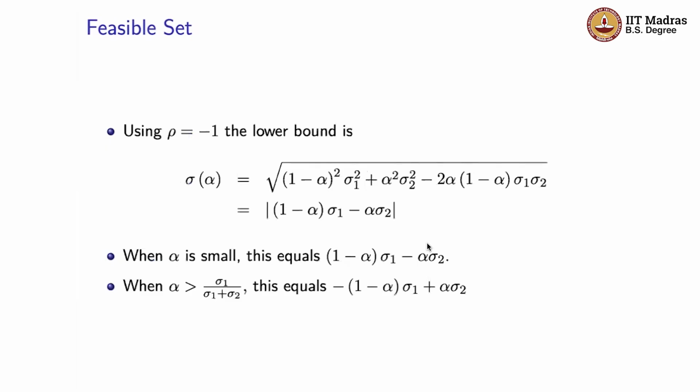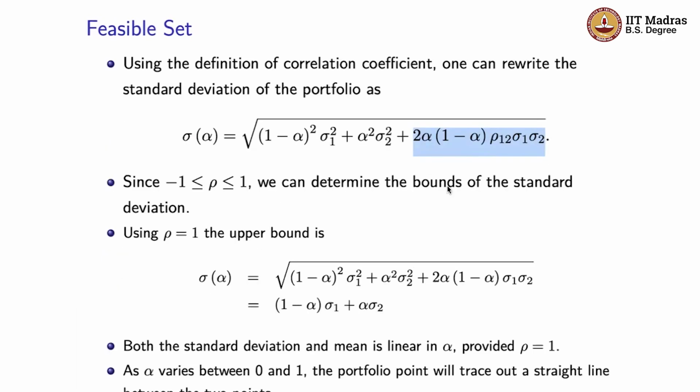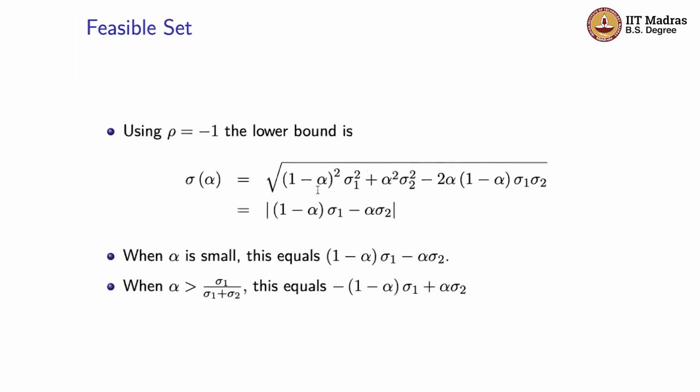What about the lower bound? So we can use here rho equal to -1. And if we put that in here, then we end up getting an expression which is ((1 minus alpha) sigma 1 minus alpha sigma 2) whole square, and we are taking the square root of that. So this is given by the following absolute value.